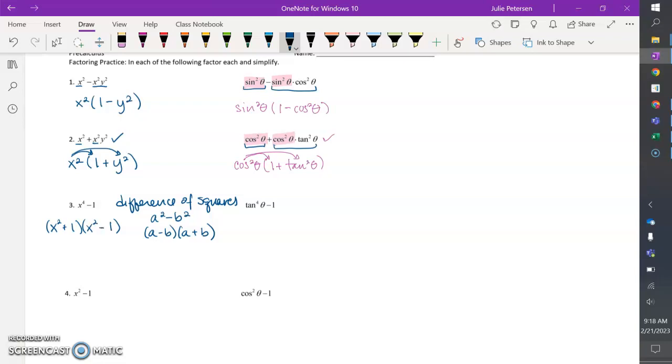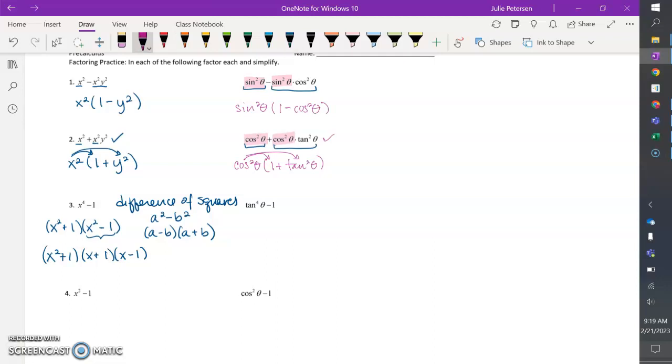Now technically I see another difference of squares right here. So I'm going to factor that further. So I'm going to bring down the x squared plus 1. That's not a difference of squares, that's a sum, so we can't use the difference of squares factoring. But x squared minus 1 can be written with two parentheses, and now that's just x and x. 1 and 1, plus 1 minus 1, doesn't matter what order. And that's fully factored.